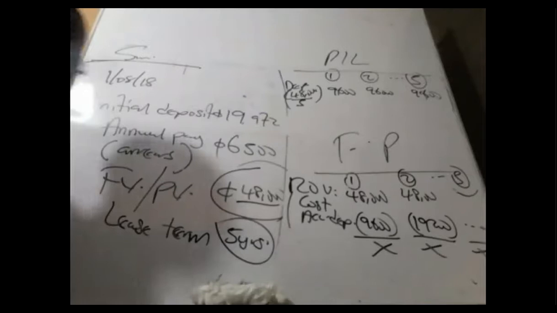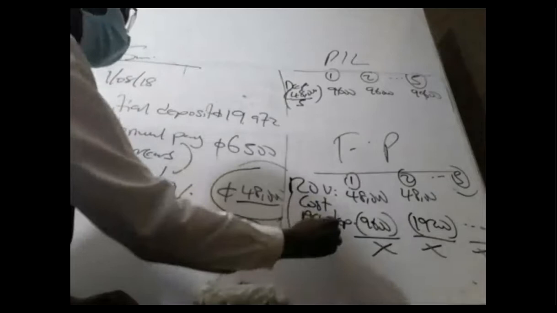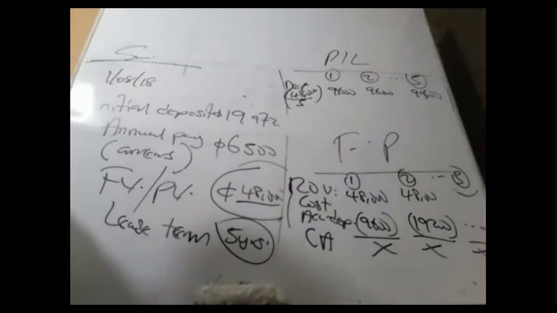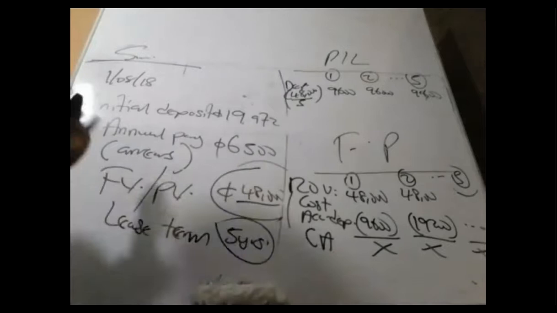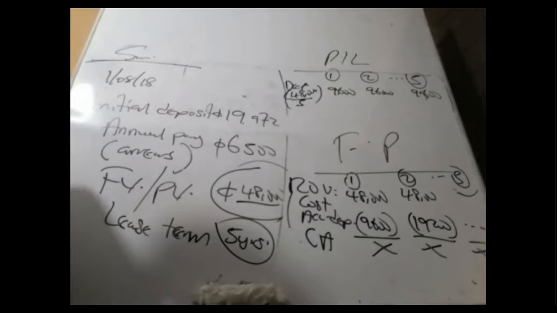So the second year will be 19,200. And then you find the current amount C. Then you put it in the books. Go 19,200. Then you calculate it. Now, this is the easier section. We are done with the easier section. We're going to start with the hard bits, the difficult section.